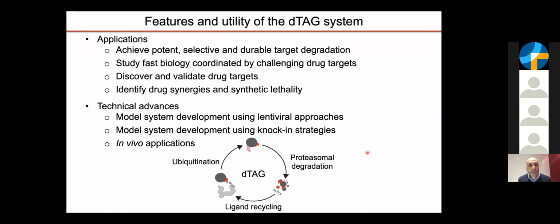And so hopefully today I was able to share with you a little bit on our development and thought process and controls around development of the DTAG system, some of the ways that we've been leveraging it for fast biology, discovery and validation of targets, looking at drug synergies. In addition, some of the technical approaches and milestones that we've reached and things that we're continuing to evaluate and build on, looking at lentiviral, knock-in, and in vivo applications.